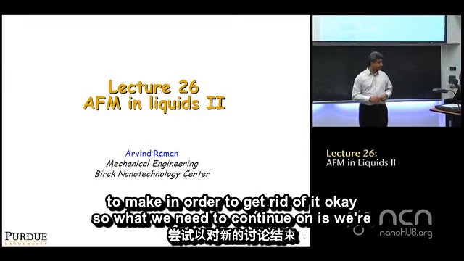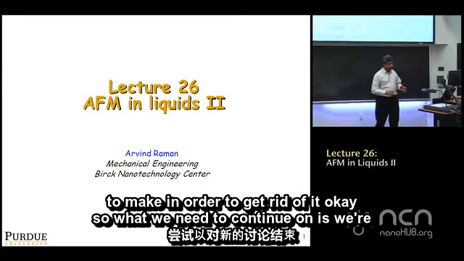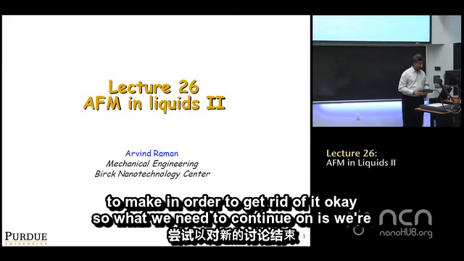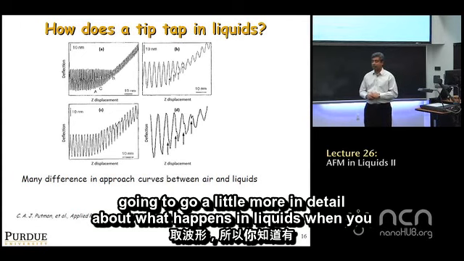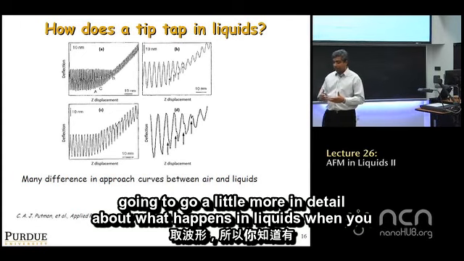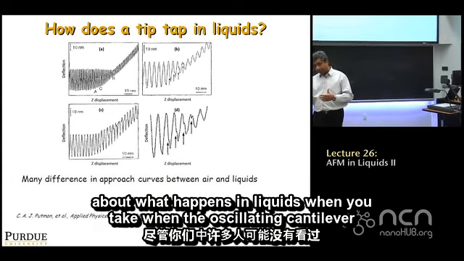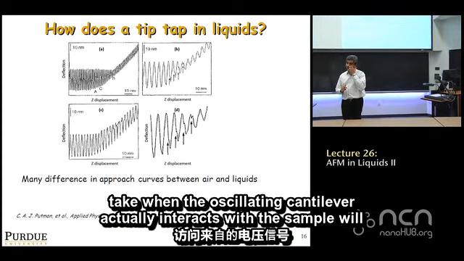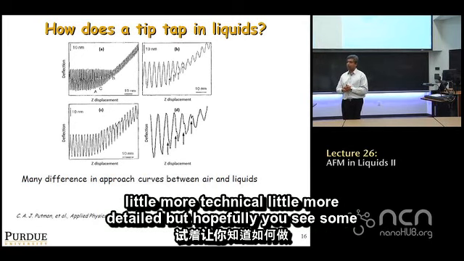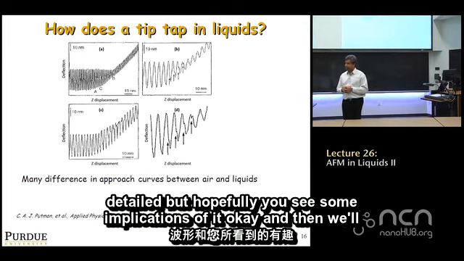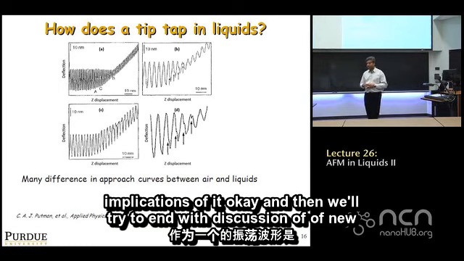Okay, so what we need to continue on is we're going to go a little more in detail about what happens in liquids when the oscillating cantilever actually interacts with the sample. We'll try to go over that part. So this is a little more technical, a little more detailed, but hopefully you see some implications of it. And then we'll try to end with a discussion of new imaging modes and so on.